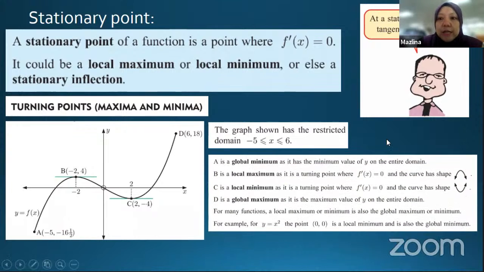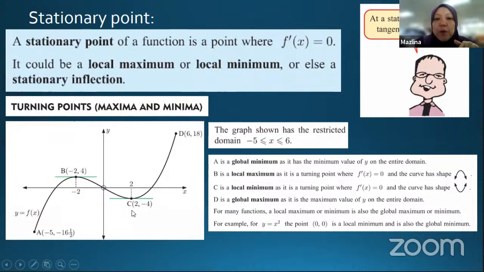So from here, we can say that, ni pun kita dah sentuh dari tu ya. A is the global minimum. It has a minimum value of y on the entire domain. That is global minimum. D pula, D is actually global maximum. Yeah, it has a maximum value of y. Okay, and then point B, local maximum. It is a turning point where f prime is equal to 0. The curve has shaped from the gradient positive to negative, increase to decrease.